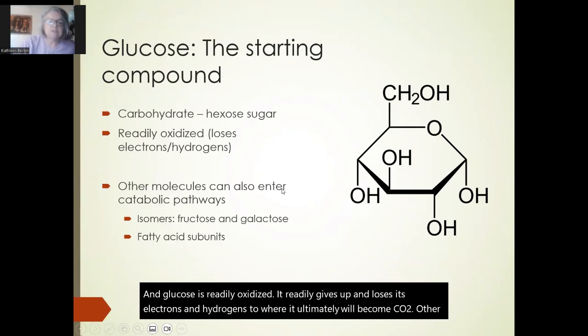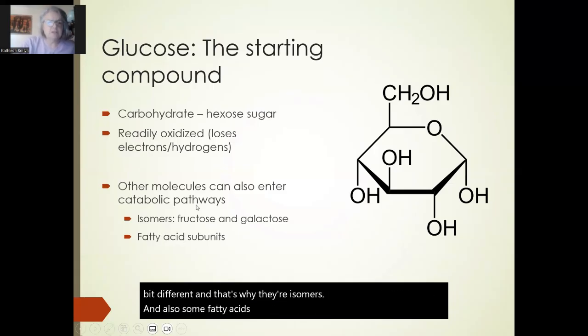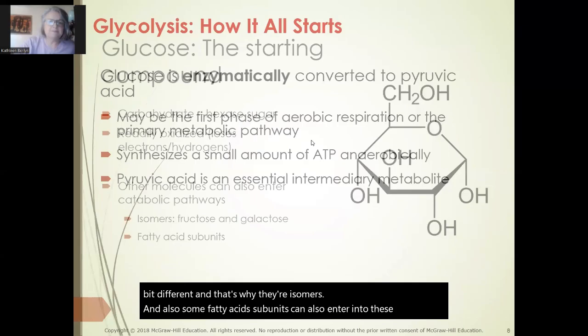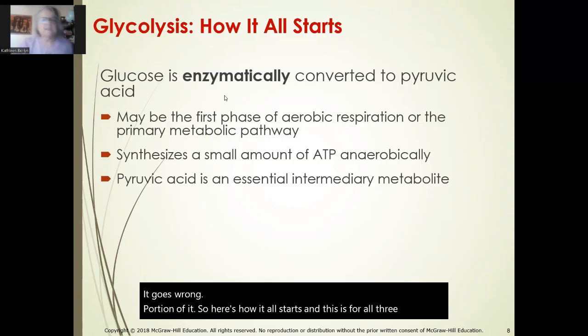Other molecules can also enter in this pathway. The isomers of glucose, remember, have the same molecular formula, so both fructose and galactose are also made up of C6H12O6. However, the organization and the structure of those atoms are a little bit different, and that's why they're isomers. And also some fatty acid subunits can also enter into these catabolic pathways, particularly the glycerol portion of it. So here's how it all starts, and this is for all 3 kinds of processes.